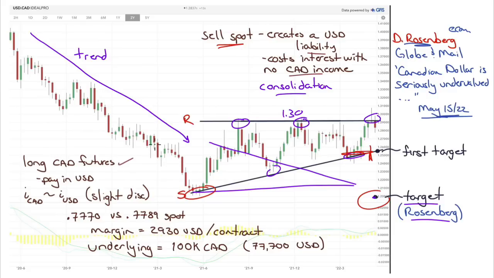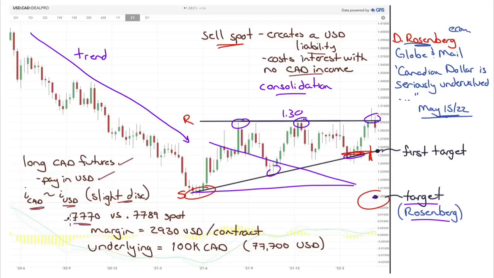You can use long Canadian futures. The payoff is in US dollars. And the interest rate on CAD is very close to the interest rate on the US. So if you know how to price out a forward contract on a currency, you would know that it would be trading neither for a premium nor a discount, but pretty much at par. It is a slight discount right now, which is good, because if you're trading currencies, you want to buy discounts and sell premiums.